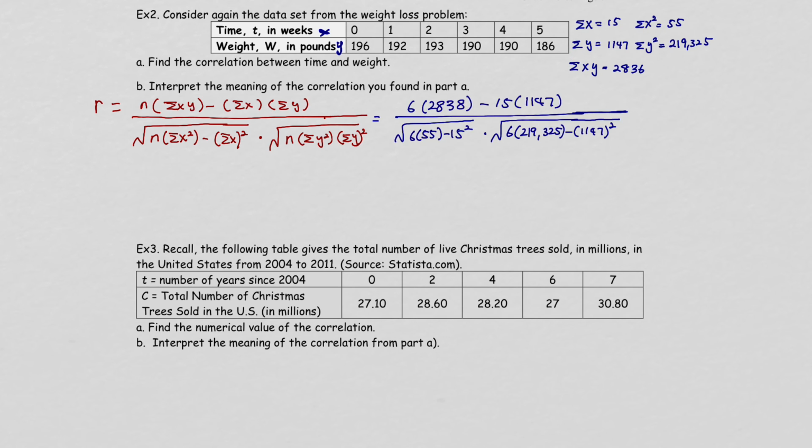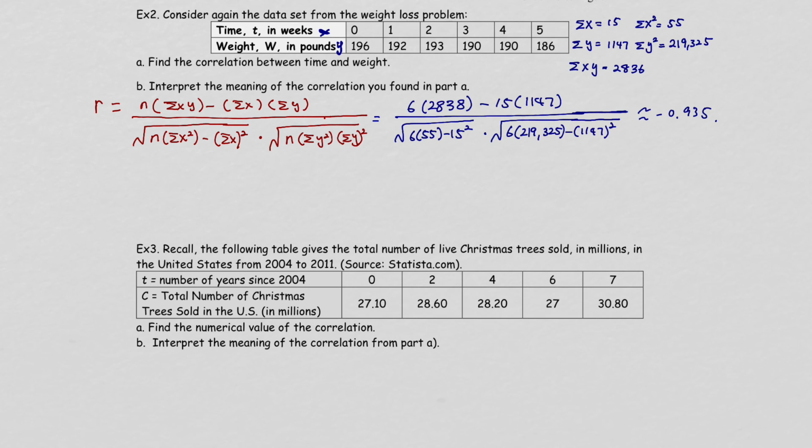Summation of x times y was 2,836. So when we replace all those values into the formula, right? This is the formula. This is what we get. And when we replace those numbers in a calculator, we'll get close to -0.935. Right. So what does that mean? This is going to be a strong negative linear relationship.